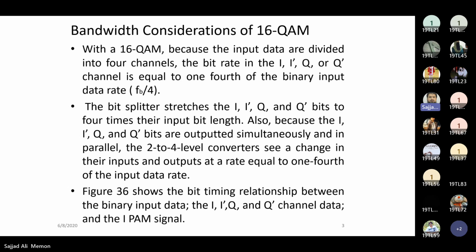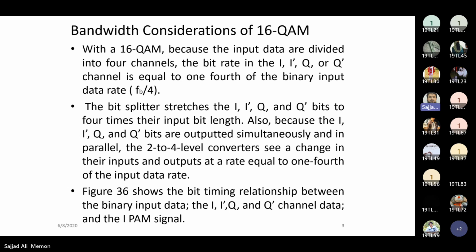So, bandwidth considerations of 16 QAM. With 16 QAM, the input data are divided into four channels. The bit rate in the I, I dash, Q or Q dash channel is equal to 1/4 of the binary input data rate. So that we can see or verify from the diagram as well.